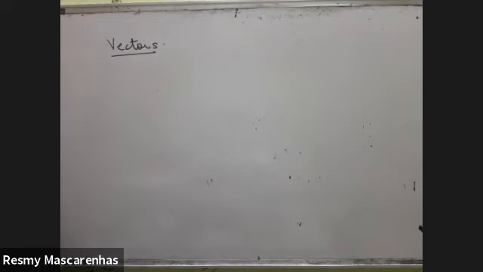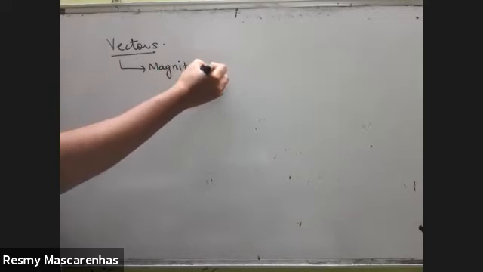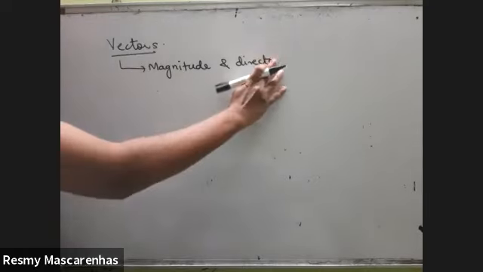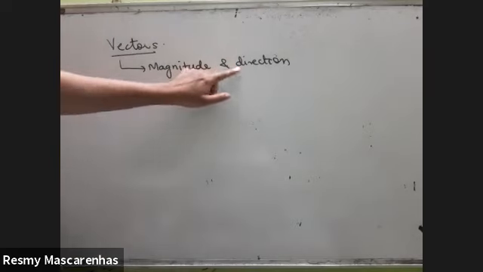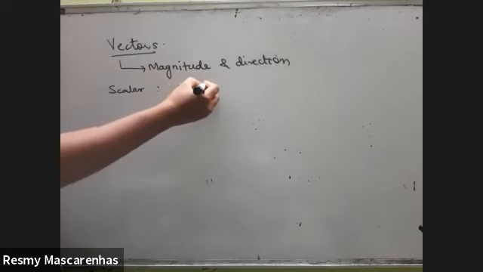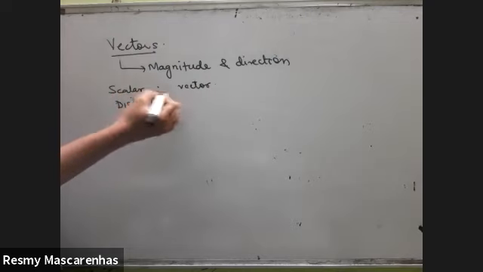Vector, I told you, will always have magnitude and direction. Scalar quantity always has magnitude only, its value. But over here, vectors, you have to specify the direction. Like how we said, the scalar, and suppose this is vector. Here, the example we had taken was, this was distance and this was displacement.